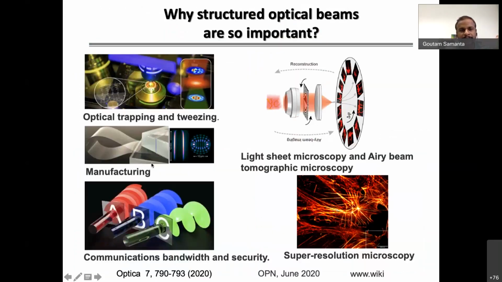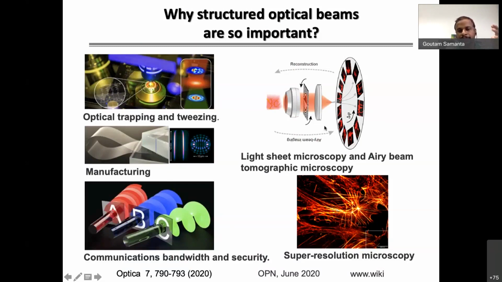So these structured beams have a variety of applications, starting from optical trapping and tweezing, then manufacturing also, because you can focus the beam with different size and different spatial structure. That adds to the manufacturing of materials, and then optical communication. So addition of this optical vortex or orbital angular momentum adds to the enhanced bandwidth and security.